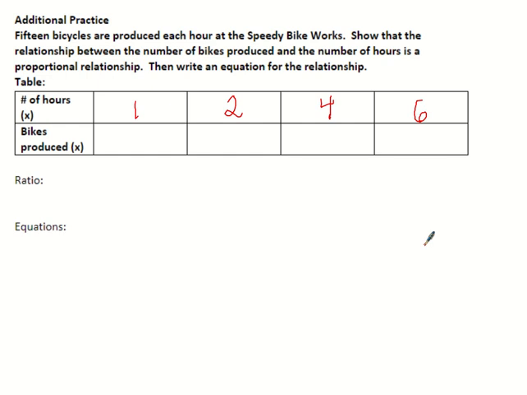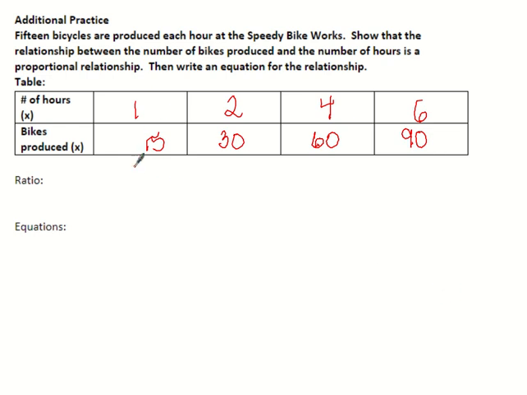So hopefully you paused and actually filled this in. So for 1, you should have gotten that it was 15 bikes, and that's because it said 15 bikes are produced at each hour, so it's 1 hour. So then at 2 hours, we would have gotten 30. At 4 hours, hopefully you got 60. And at 6 hours, hopefully you got 90.